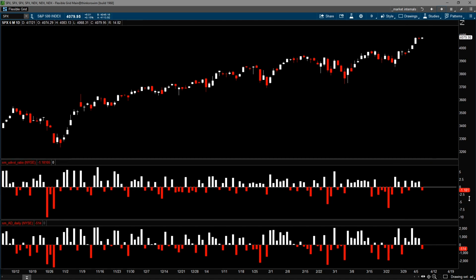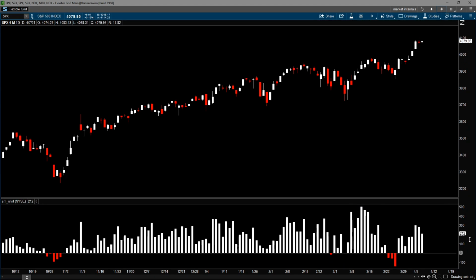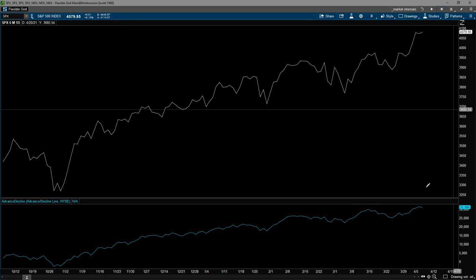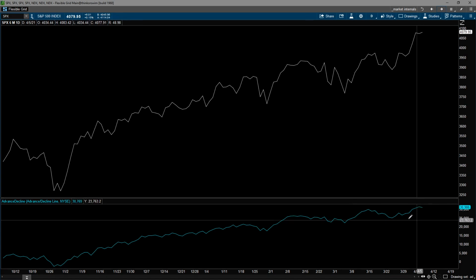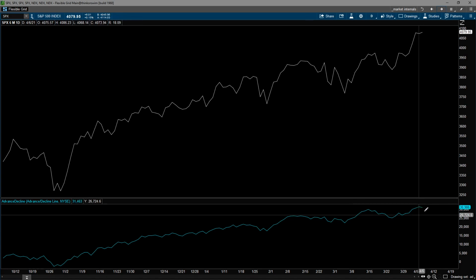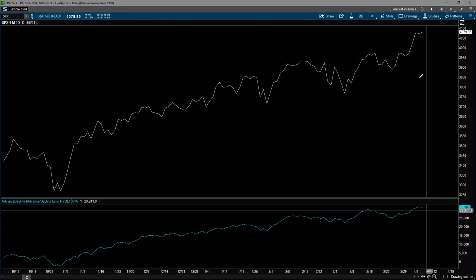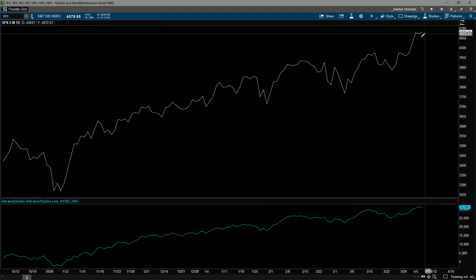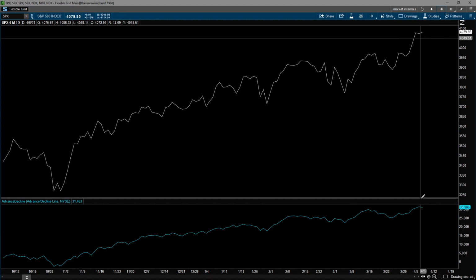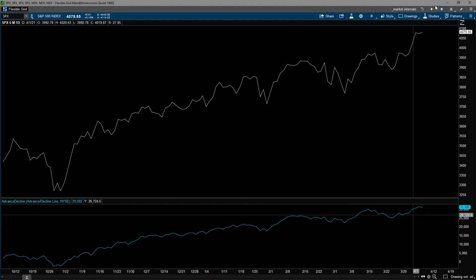So let's go and take a look at the other internals, the up-down volume. We see minus 1.18, and the AD, the advance decline, minus 514. And the new high, new low, 212 more 52-week highs than 52-week lows. Here's the cumulative AD line. The New York Stock Exchange cumulative AD line is trending down here today, and the S&P 500 closed with a new closing high. So this is a negative divergence.